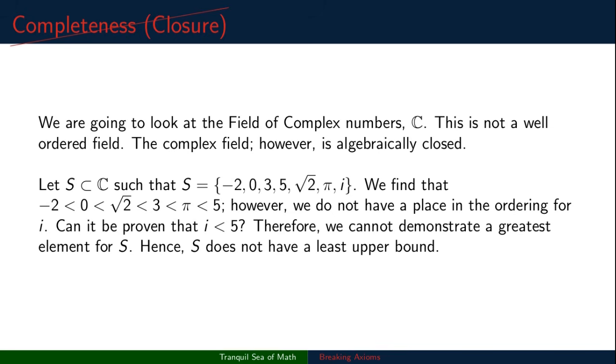This is the same problem that we have with all the other ordering axioms. Because the complex numbers can't be put in a specific order in the same way that we do with the real numbers, then we have a problem where all of these axioms are just broken in some way.